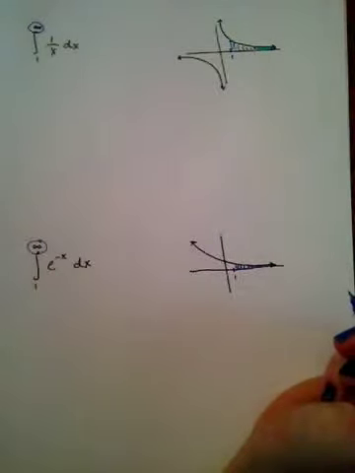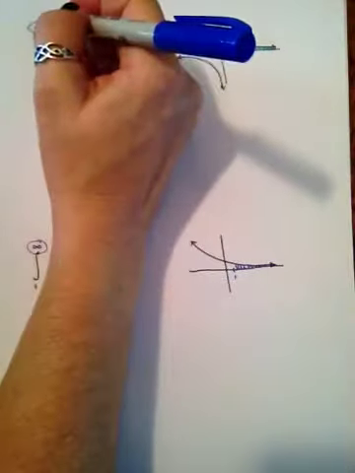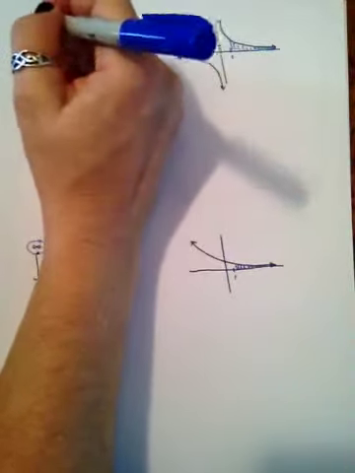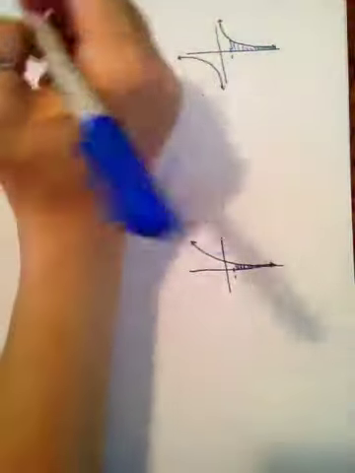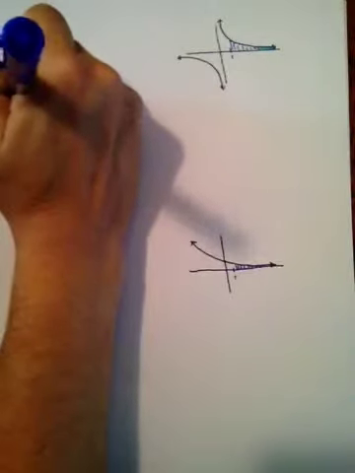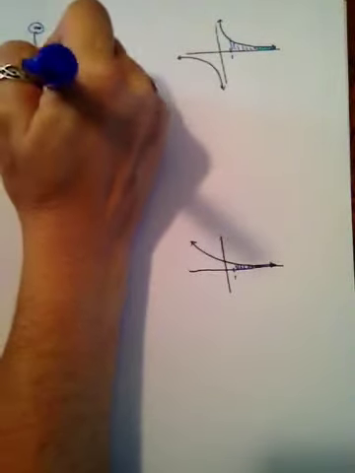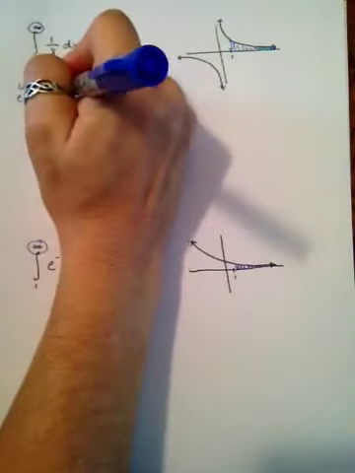So both of these problems will be done with limits. The way we approach this is we look at what exactly is making it improper. In this case, it's the fact that it's headed towards infinity, and that's where I'm going to put my limit. So I'm going to change this to the limit as c approaches infinity of the integral from 1 to c of 1 over x dx.